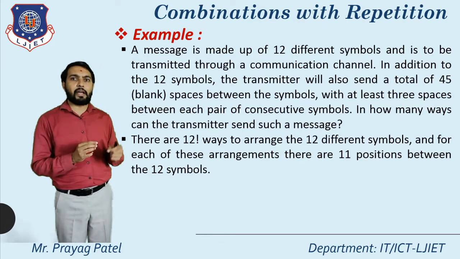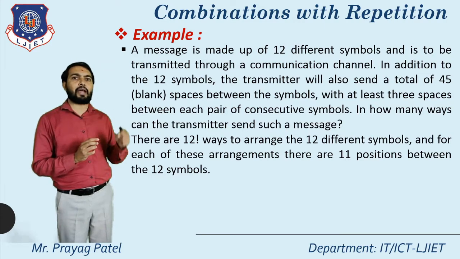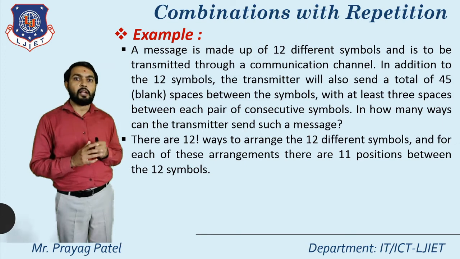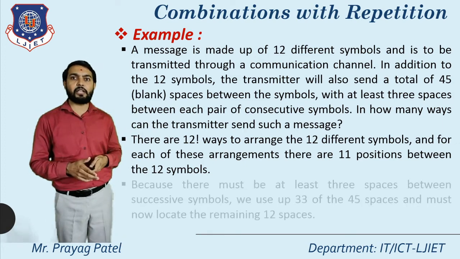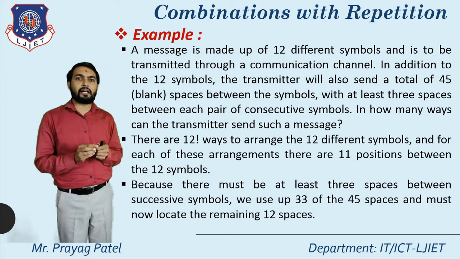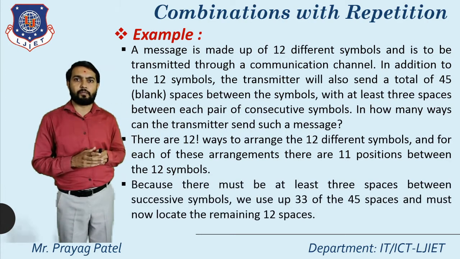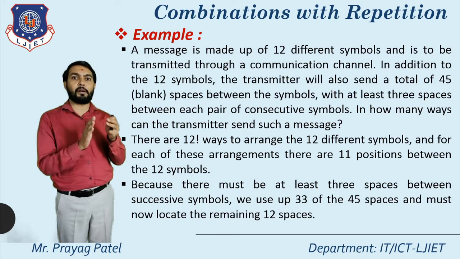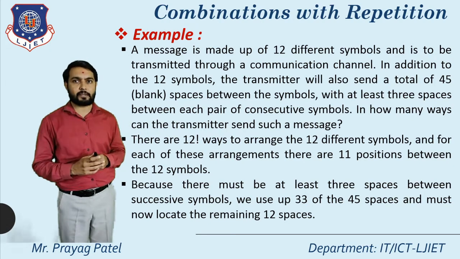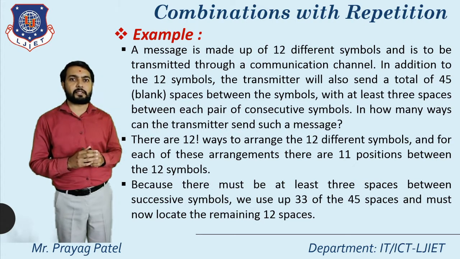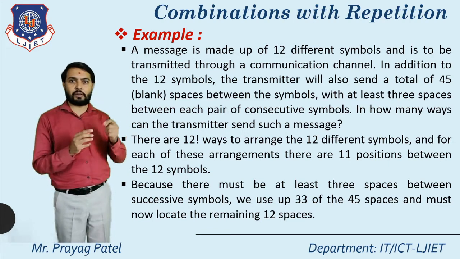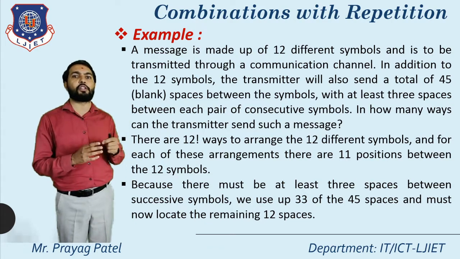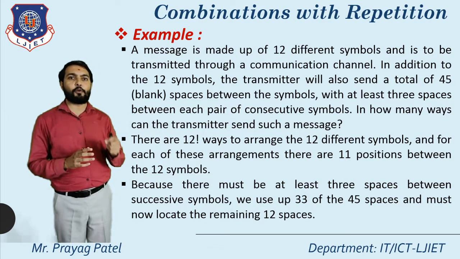So 12 factorial ways are possible for arranging these 12 different symbols. Now, between these 12 symbols, we can consider 11 spaces available. So there are 11 different possibilities for putting the space. Between two symbols, you must compulsorily put 3 spaces, that means 11 multiply 3. There are 11 locations available for putting the space, because 12 symbols are available and between two symbols we put the space. So 11 possibilities for putting the space.